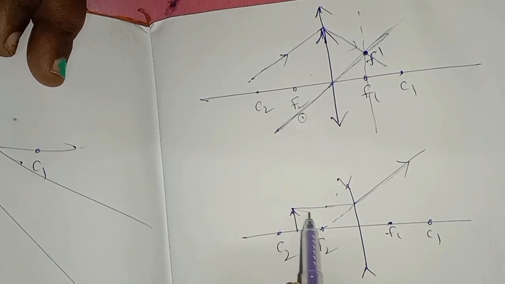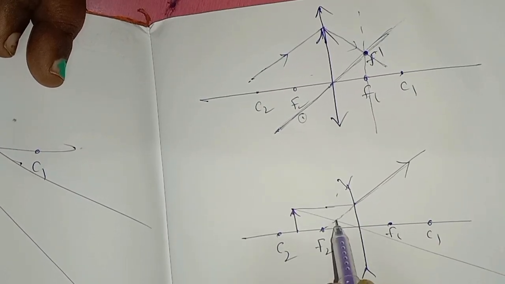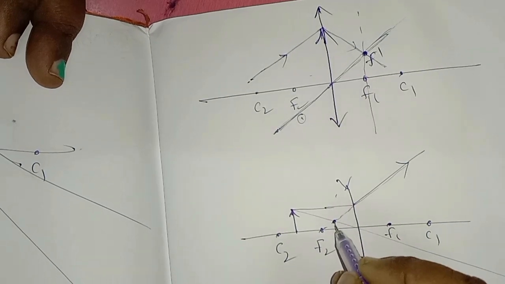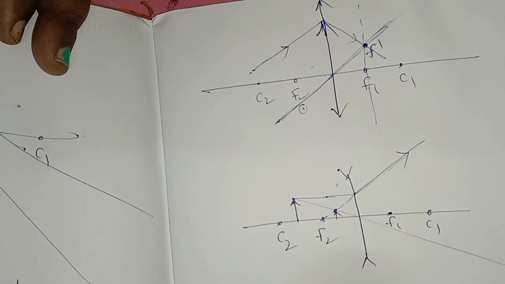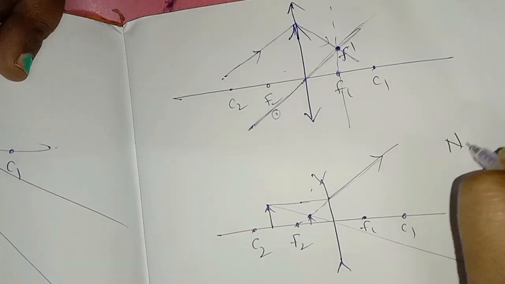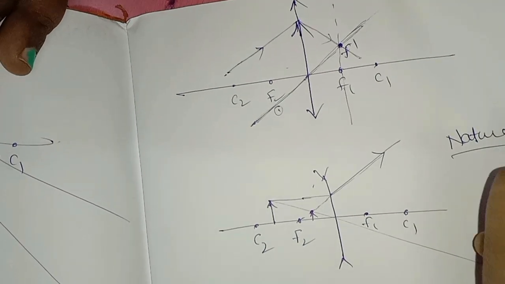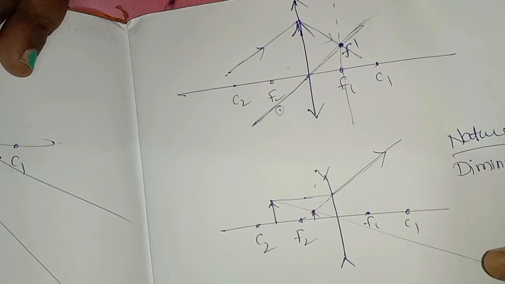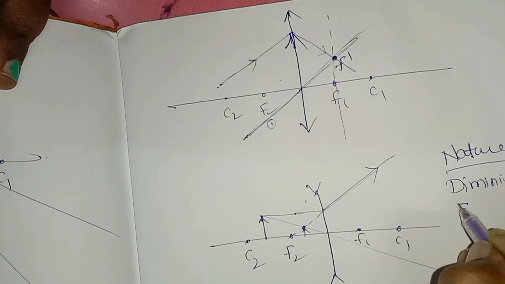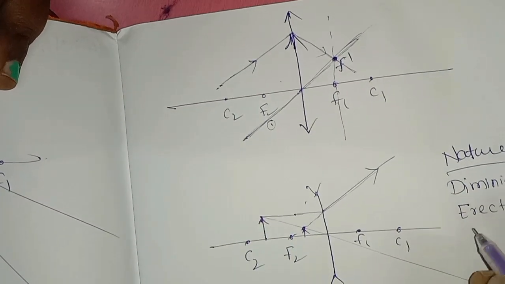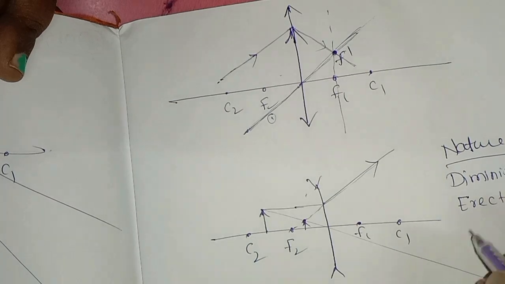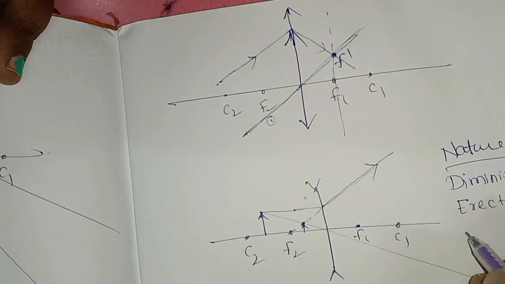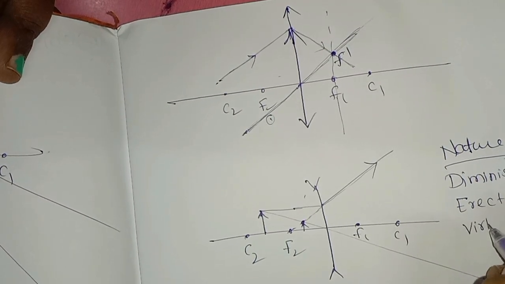Next, any light ray passing through the optic center will not deviate. So where these two are meeting, here I am getting the image. What is the nature of the image? Diminished. Is it useful for us? No. Diminished we are getting, right? Even though it is erect, it is not useful. For us, it is an erect, diminished, virtual image.